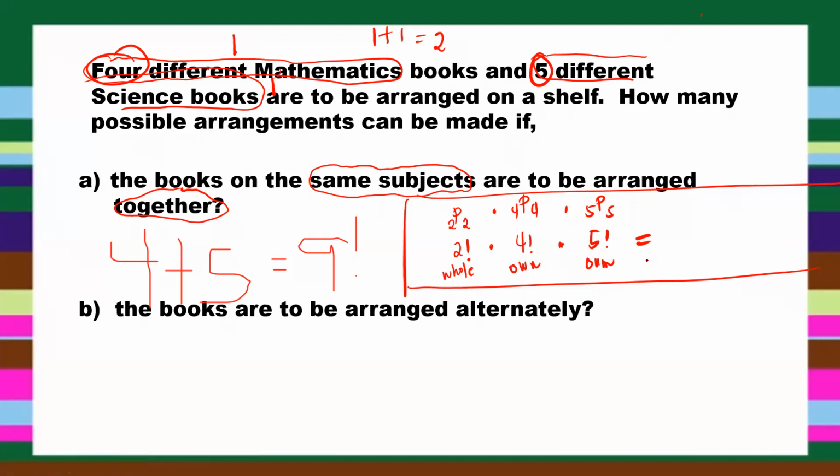5,760. 5,700. 700 ano? 80. Yan. Ways. 60 po. 80 o 60? 60. 60 po. Yan.